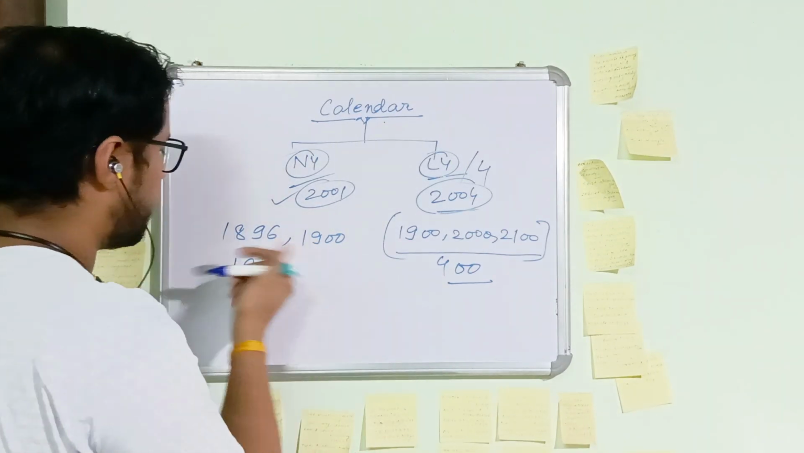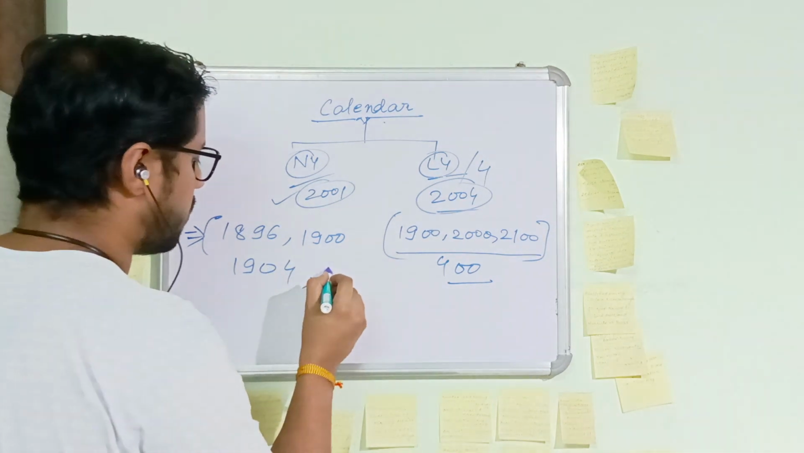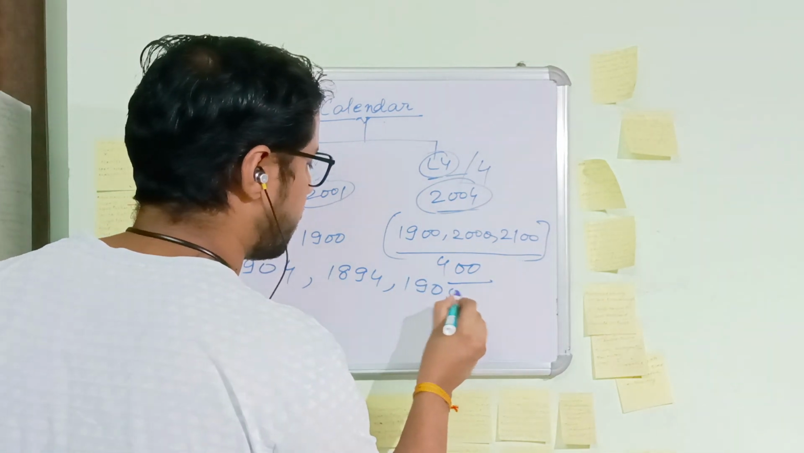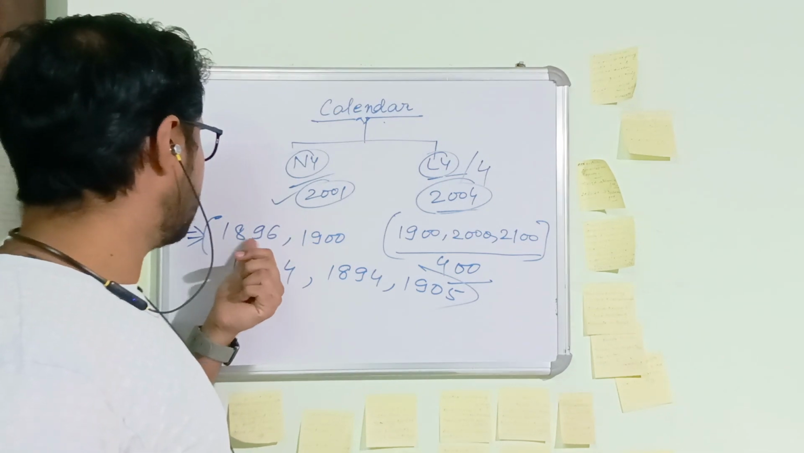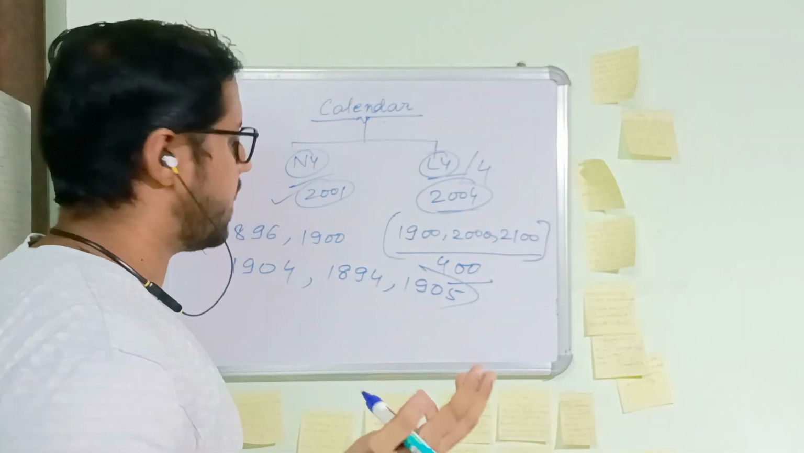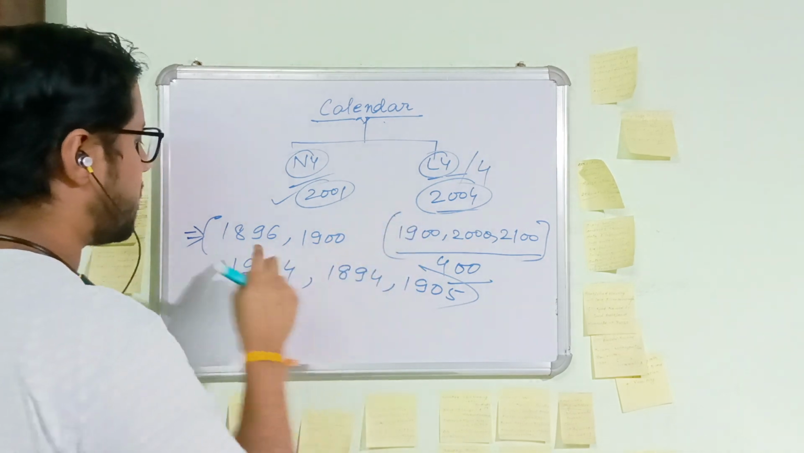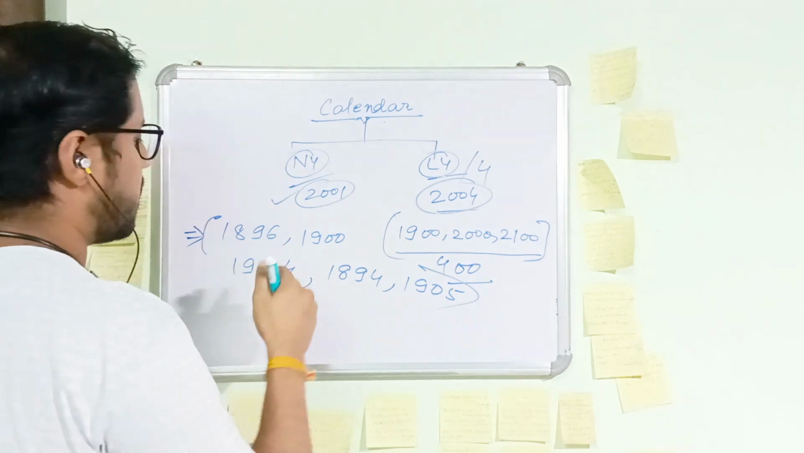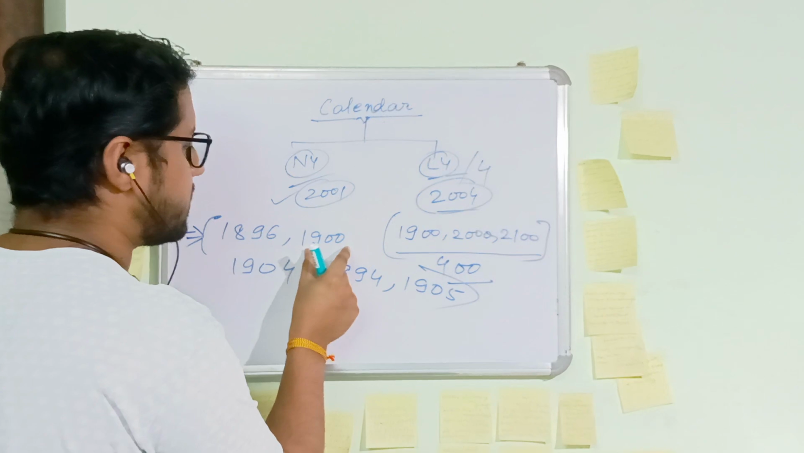Here I am taking some examples: 1896, 1900, 1904, 1894, 1905. Let's find out how many of the years written here are leap years and how many are normal years. What I told you is that years divisible by 4 are called leap years, and years not divisible by 4 are called normal years.